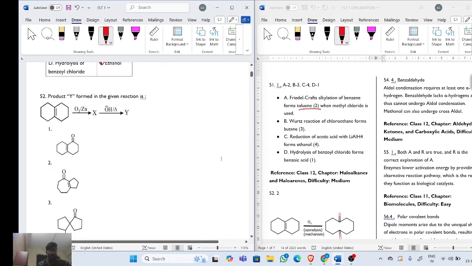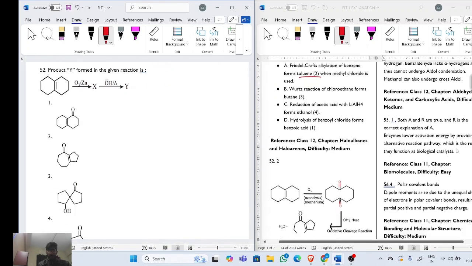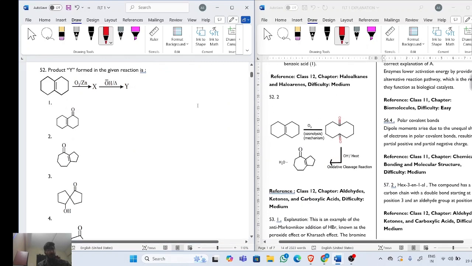Now question number 52. Question number 52 is a very famous and very easy question. This type of question is very famous in NEET and JEE Mains also. The question is you are given a compound, and the first reaction is ozonolysis and the second reaction is OH minus in presence of heat. This reaction is aldol condensation. This type of question is very famous and very important as well.